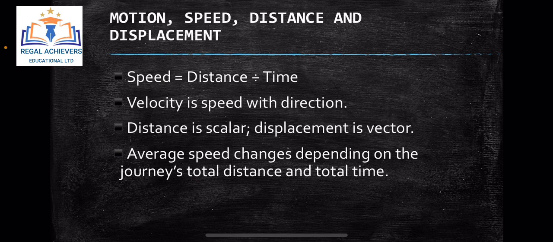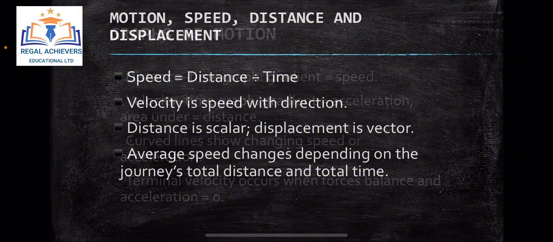Motion, speed, distance, and displacement. Speed equals distance over time, velocity is speed with direction, and distance, as we already know, is a scalar, while displacement is also a vector. So average speed changes depending on the journey's total distance and the total time.